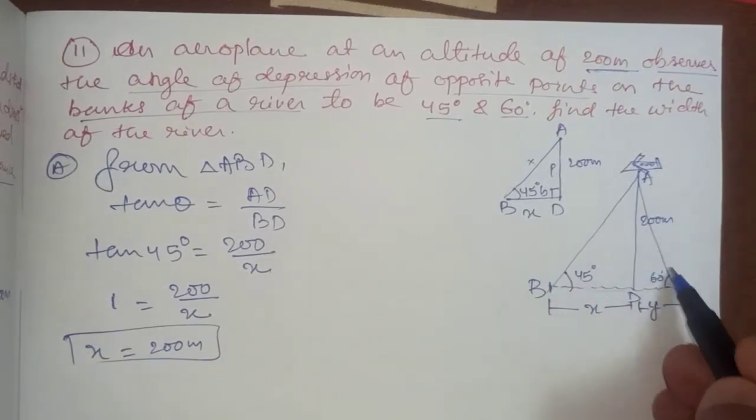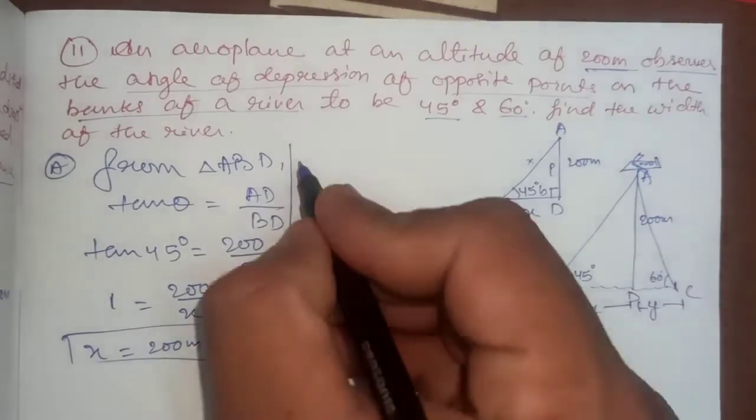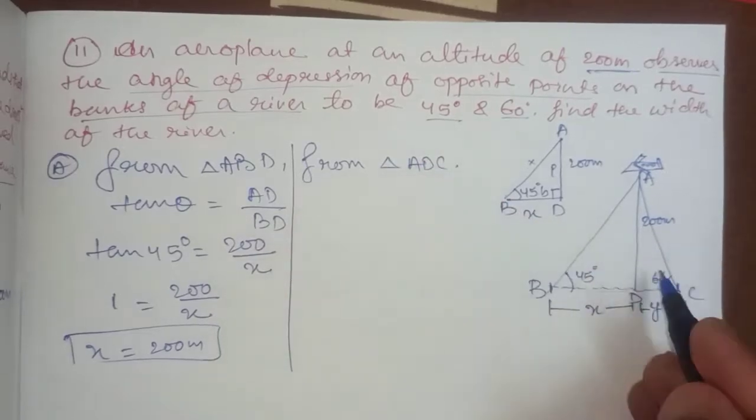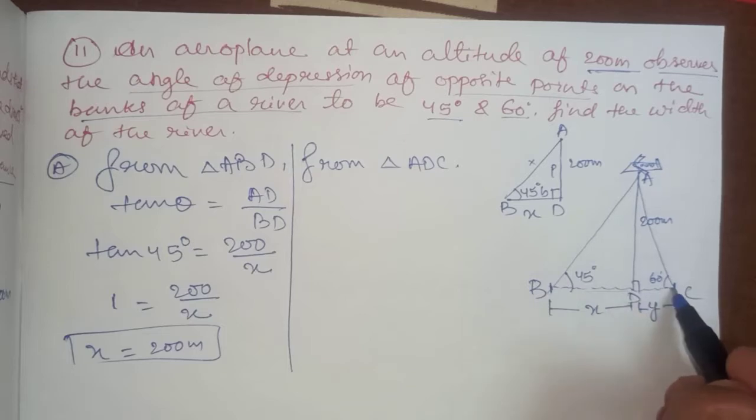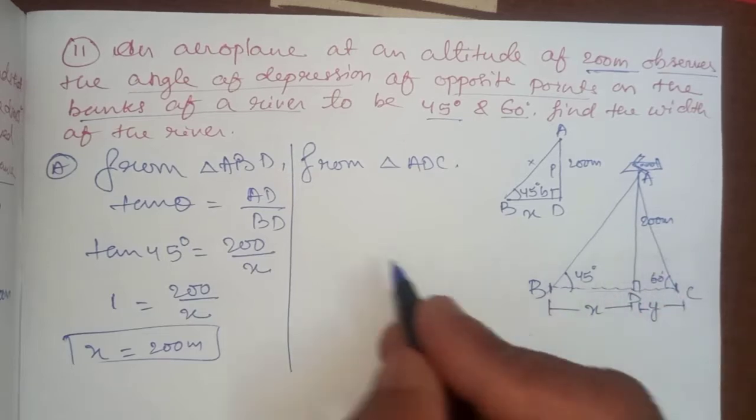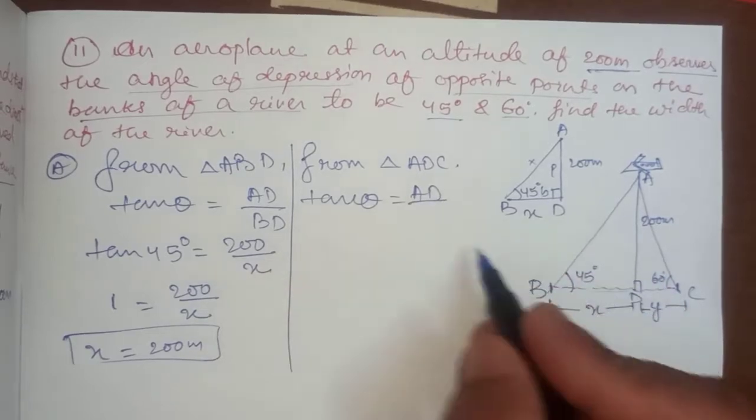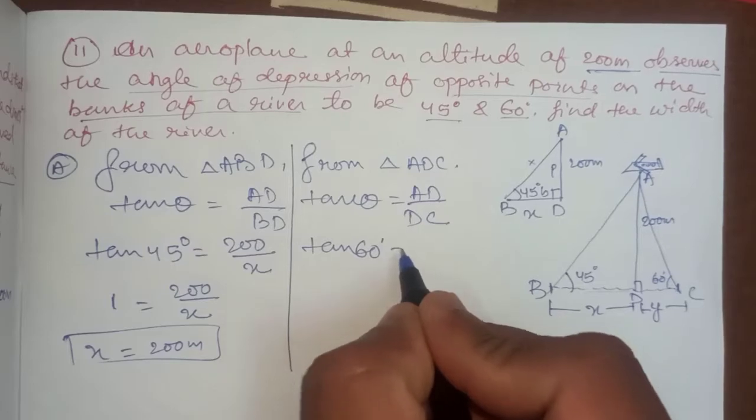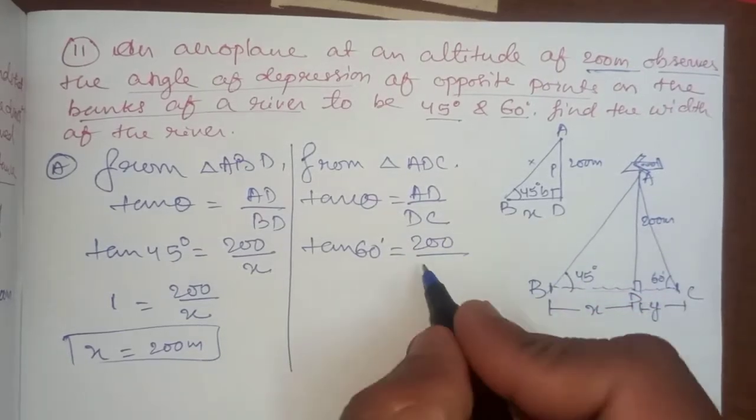Now we will take this triangle, that is triangle ADC. From triangle ADC again we will take tan theta, because the two sides are perpendicular. By base we have to take, no need of taking hypotenuse. So tan theta equals AD by DC. Tan 60 degree equals AD is how much? AD is 200 meter divided by DC.